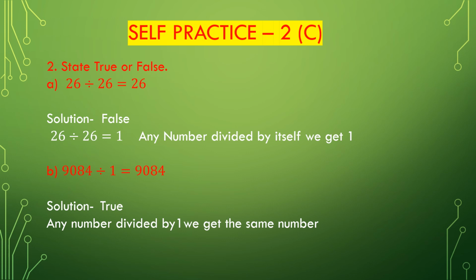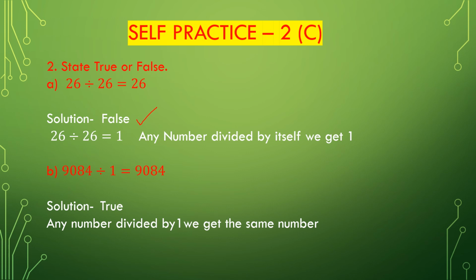Now we solve question number 2. Question number 2 is state true or false. First bit is 26 divided by 26 equal to 26, that is given. We have to state this is true or false. We know any whole number divided by itself, that is the same whole number, we get 1 only. Here 26 divided by 26 we get 1. So the given statement, 26 divided by 26 equal to 26, is false.